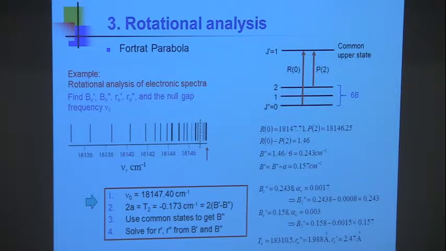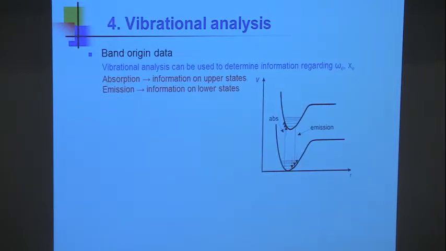So once you have the line positions, you can identify them and figure out what the values are of all the quantities you care about, U0, 2A, and so on. So I'm going a little fast. You're not expected to master this. You should just see it. It's the method of common states to get at these quantities.